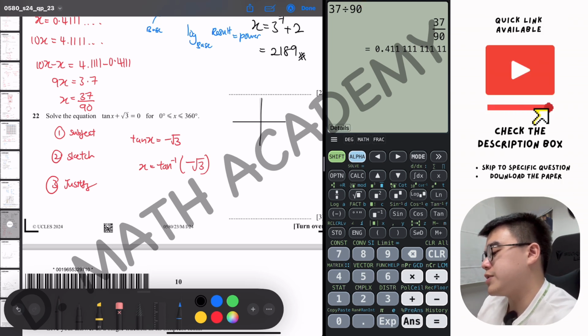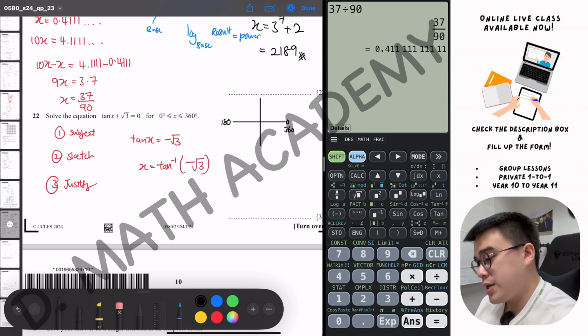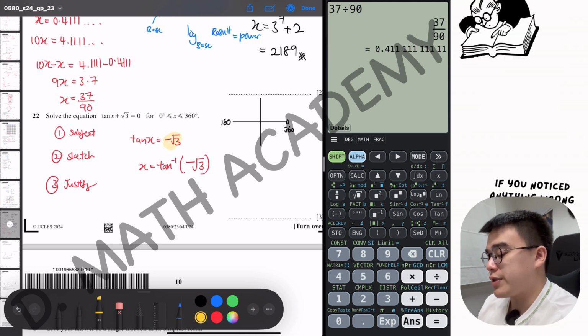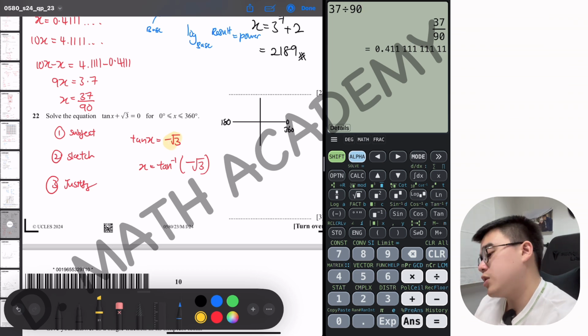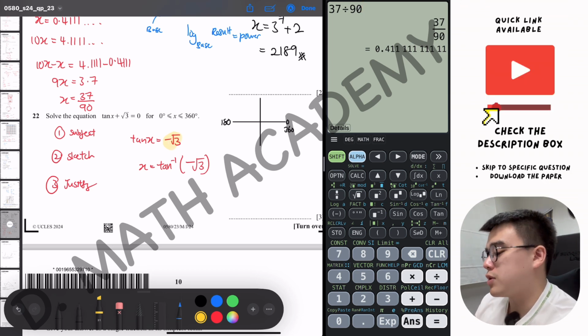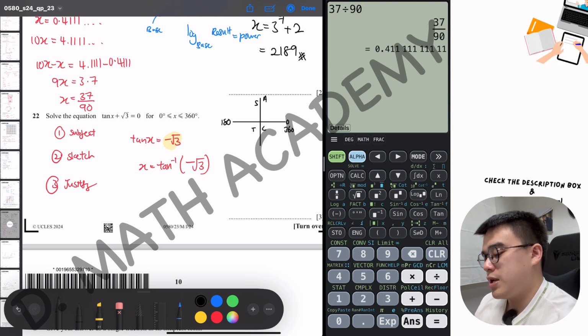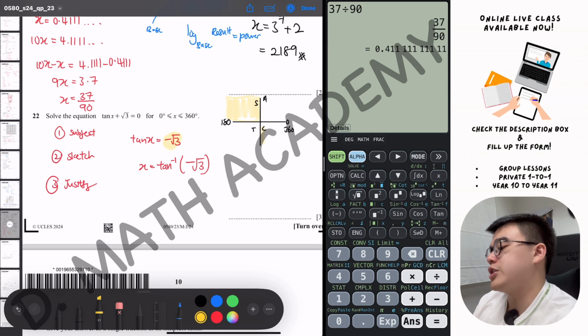Okay, quadrant never change. It's all the way from 0 to 360. Ask yourself about this value right here, whether it is positive or negative. Apparently, it turns out to be negative. So your answer will be located at ASTC. The answer will be at region S and region C.